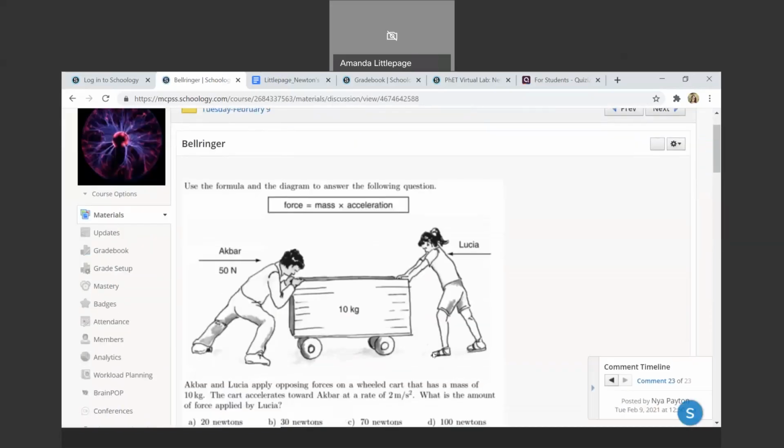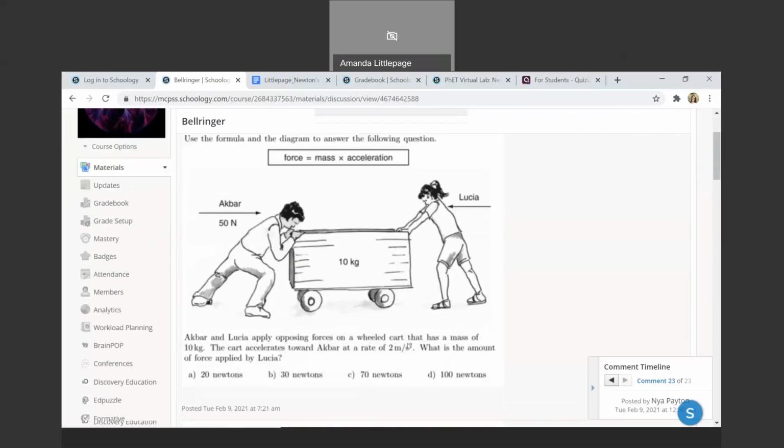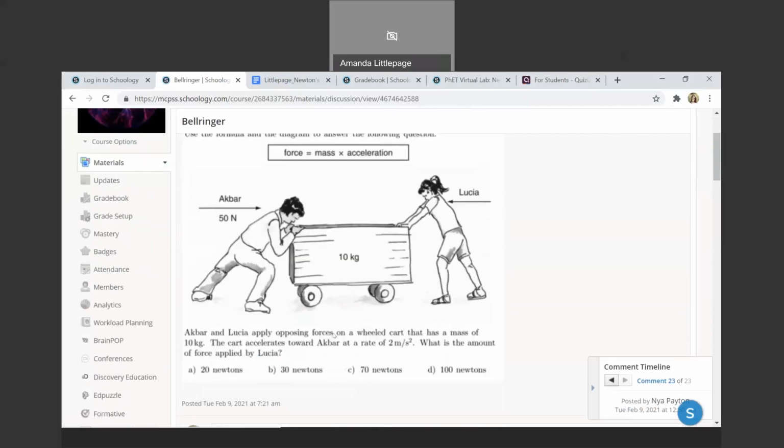Use the formula and the diagram to answer the following questions. Force is equal to mass times acceleration. Akbar applies a force of 50 newtons. Lucia applies some force, and the object is 10 kilograms. It says Akbar and Lucia apply opposing forces on a wheeled cart that has a mass of 10 kilograms. The cart accelerates toward Akbar at a rate of 2 meters per second squared. What is the amount of force applied by Lucia?